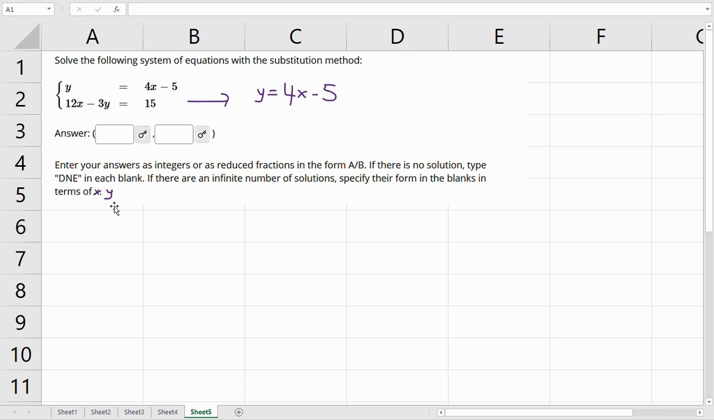I'm going to do that by typing down here. It's a little faster. Okay, so y equals 4x minus 5. Now I'm going to solve for x. So what am I going to do? I'm going to add 5 to both sides so that I get this. Then I'm going to divide both sides by 4. So then I get y divided by 4.